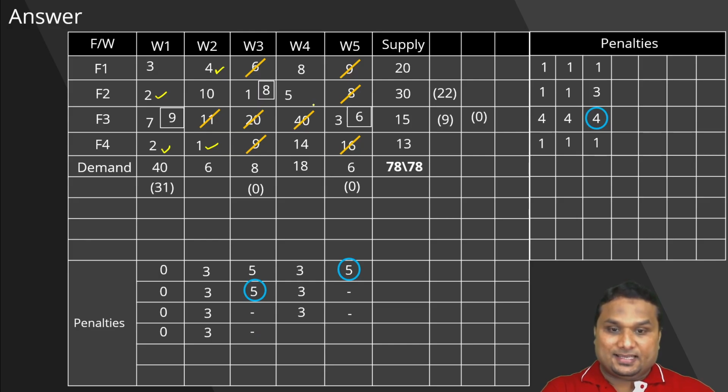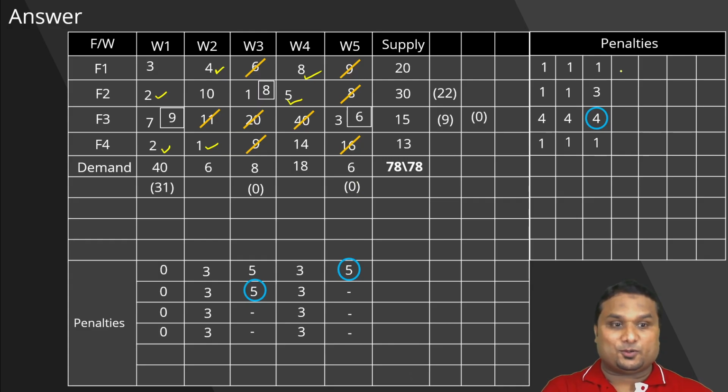And here the lowest value is 5, the next lowest value is not 14, it is 8. So what is the difference between 5 and 8? It is 3, so the penalty is 3. Now here the lowest value, so it has already been exhausted, so there is no penalty. So we got the column penalty.